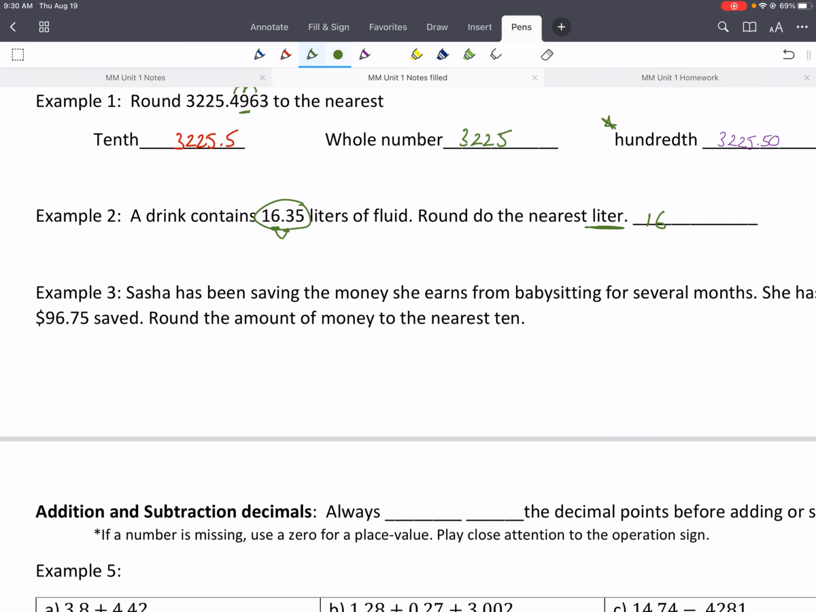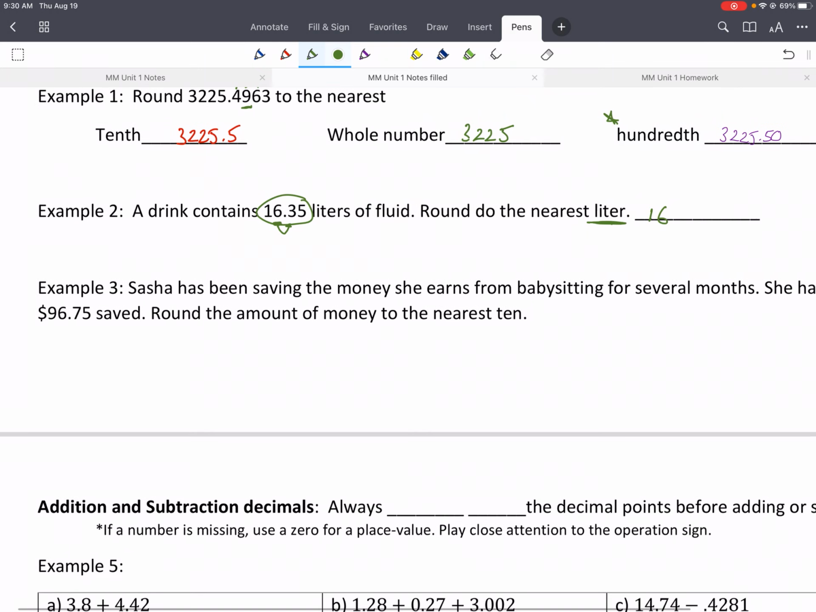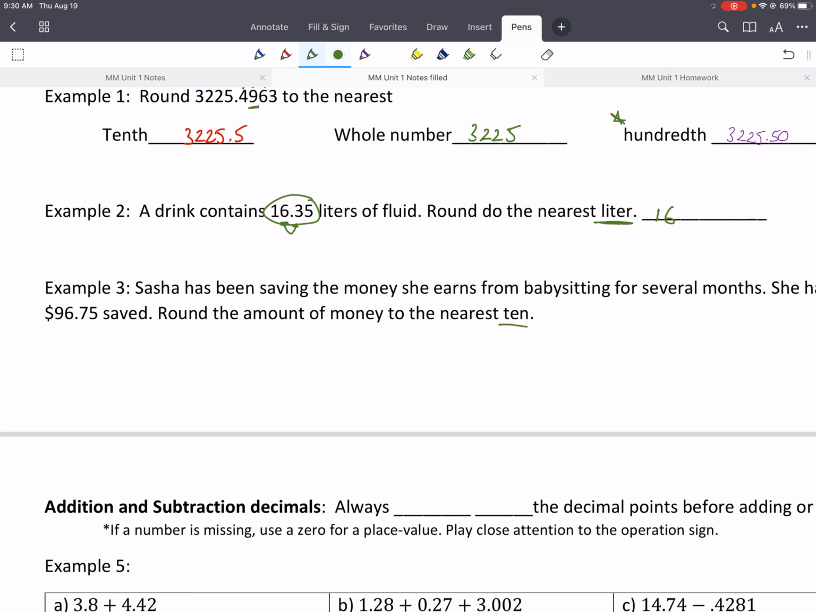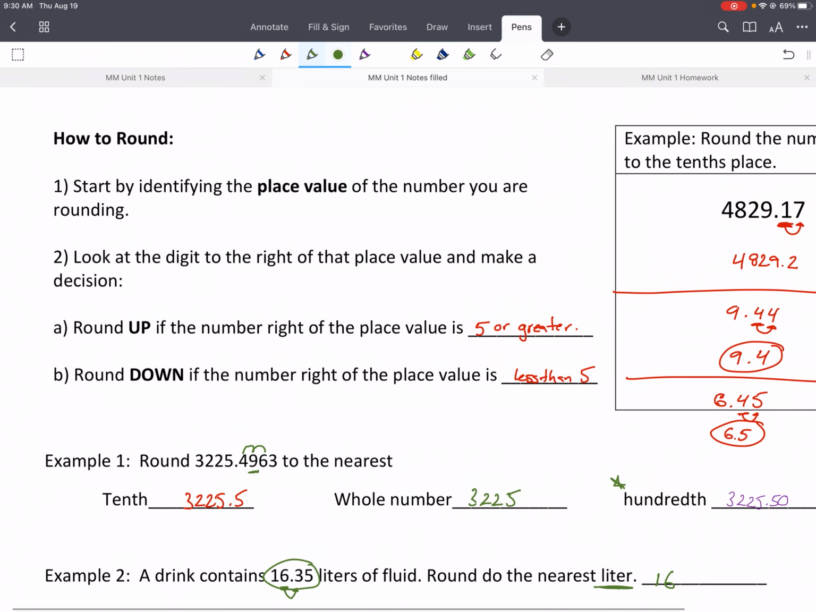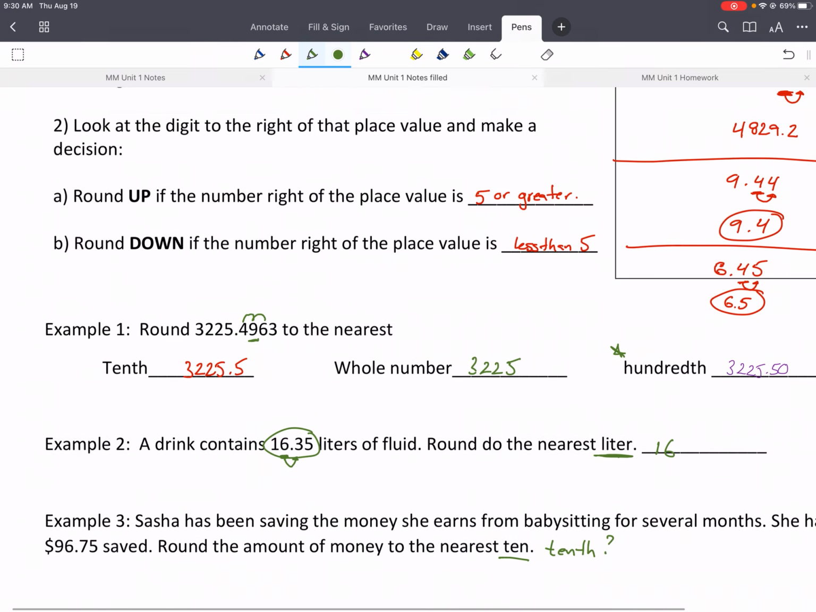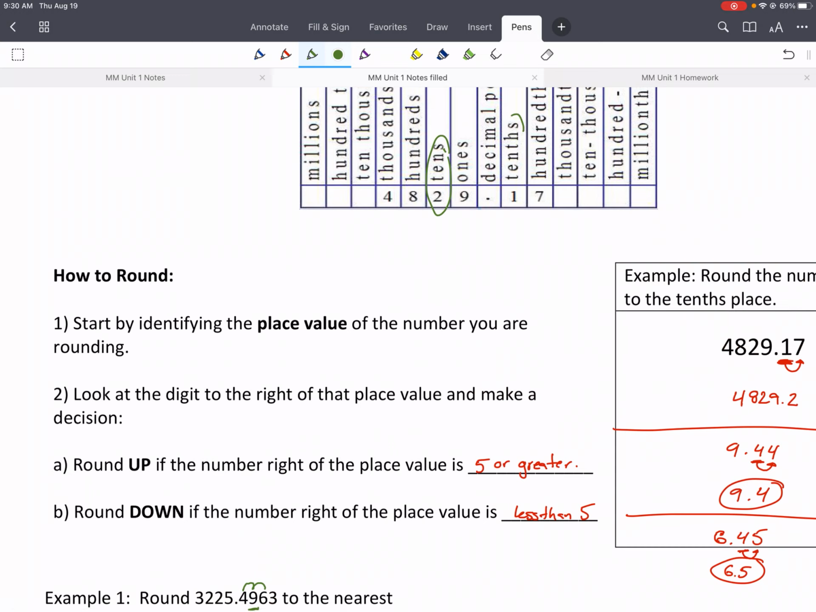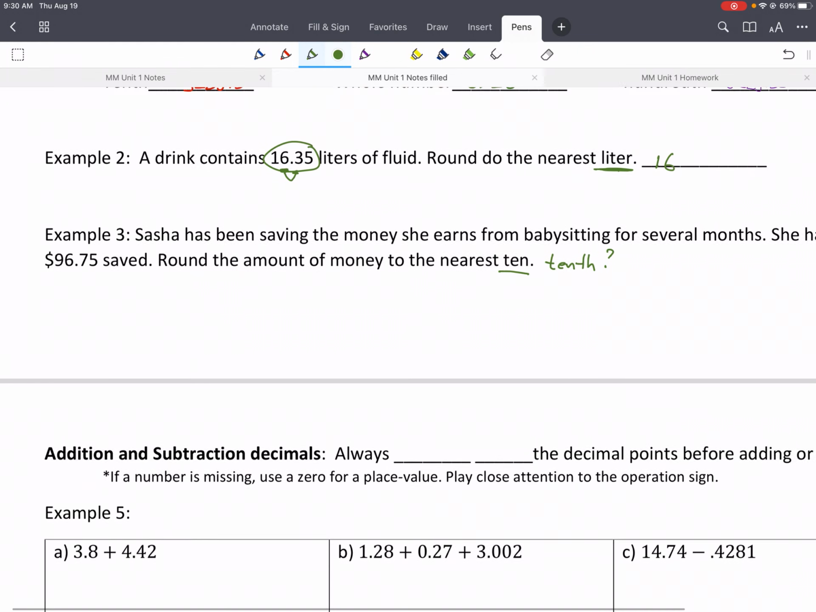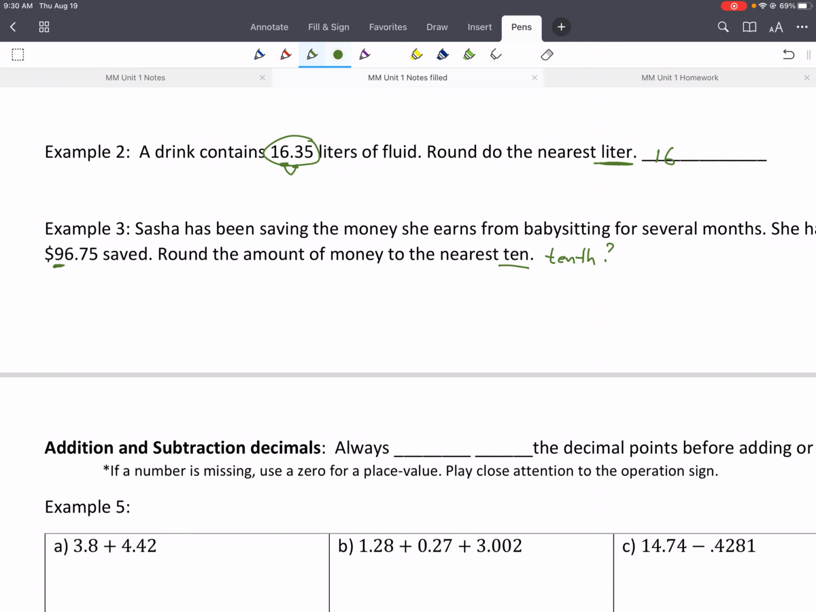All right, and then it says Sasha's been saving money for babysitting. She saved $96.75. It says round that amount to the nearest tens place. So again, is this the same? What's the difference between the nearest 10 or the nearest tenth? What's the difference between those two? Okay, again, the tens place is right here. Okay, so 2 values left of the decimal, where the tenths place is right here. So make sure you keep those organized.